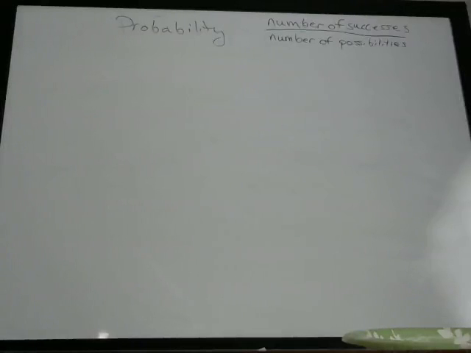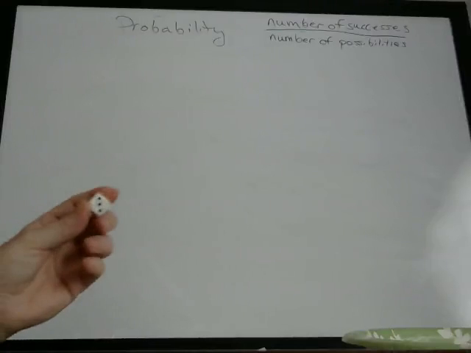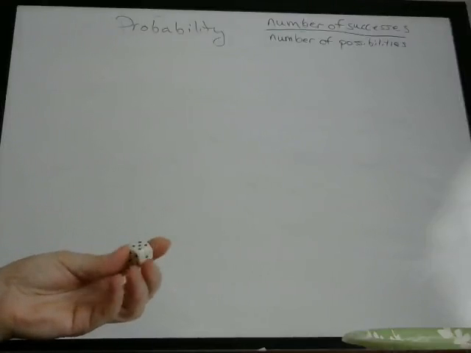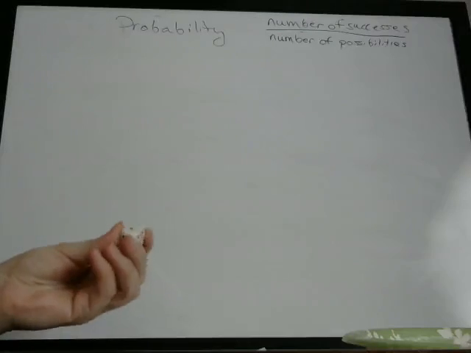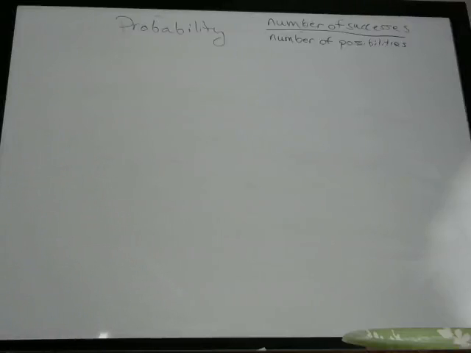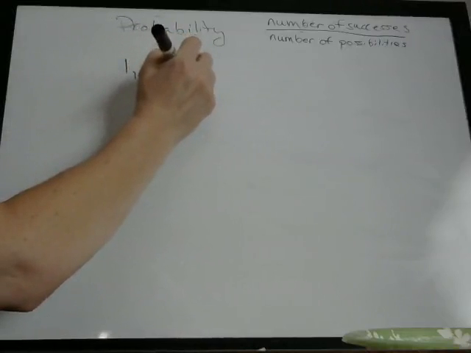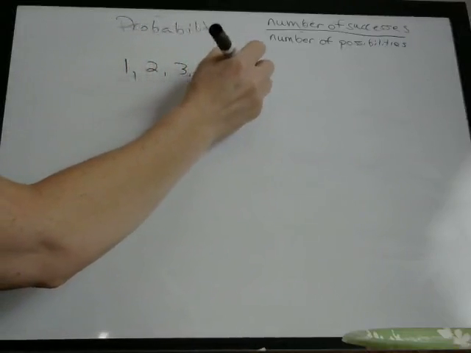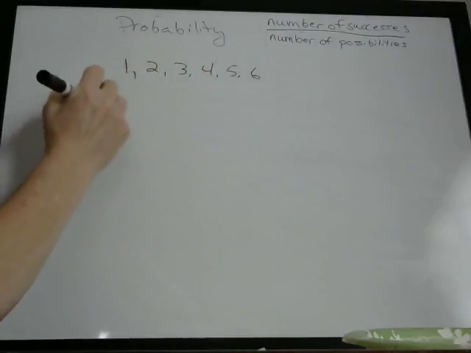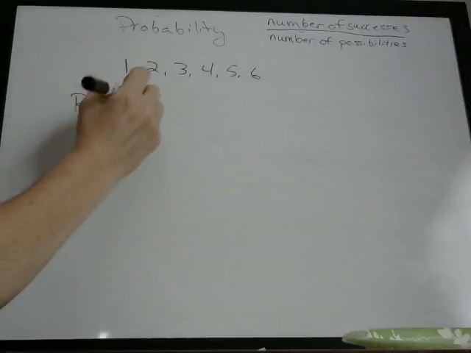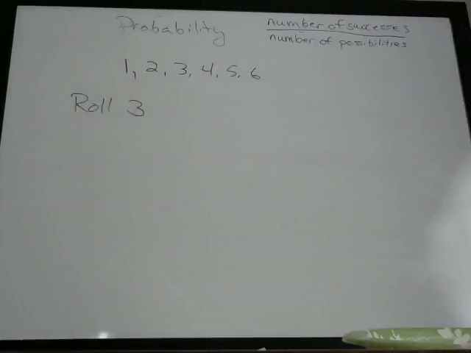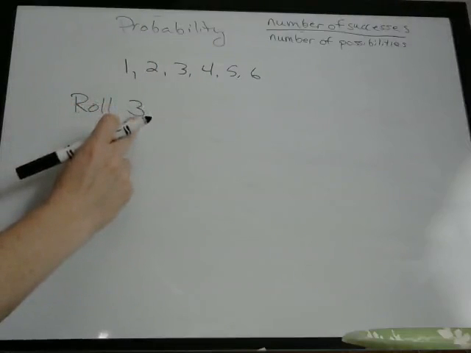So the most common way to explain probability is really just by using a dice. So everyone knows what a dice is. It has 6 different numbers on it, 1 through 6. So when you roll it, you can get a 1, 2, 3, 4, 5, or a 6. So what is the probability that you will roll a 3? So you're going to roll the dice one time. What's the probability that you will roll a 3?